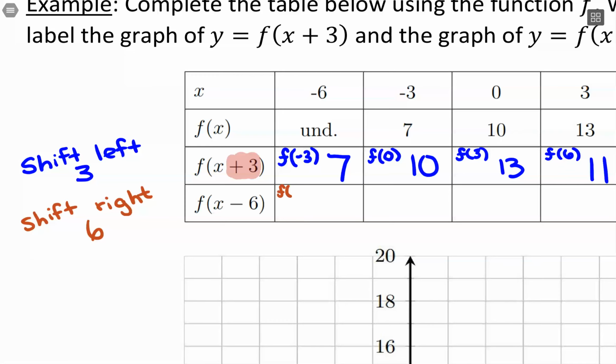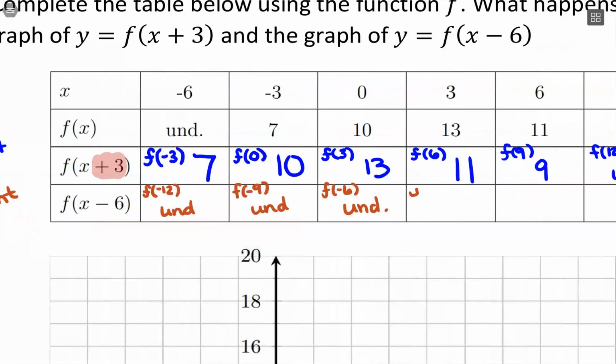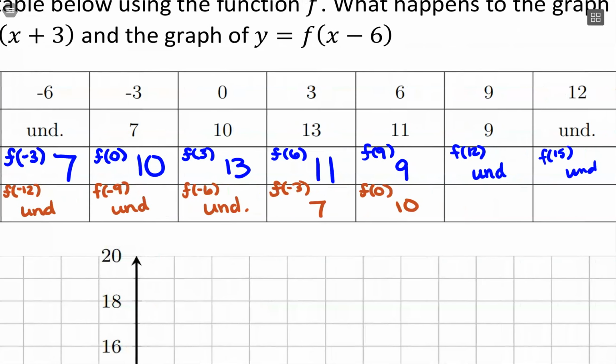So f of, and our x value is -6, and then subtract 6, so we're at -12, but we don't know what that is. F of -3 minus 6 is -9. That we also don't know what that is. F of 0 minus 6, so f of -6. It's on our table, but it's undefined. F of 3 minus 6, so -3. So there's our 7. F of 6 minus 6, so 0, which is 10. And f of 9 minus 6, which is 3.